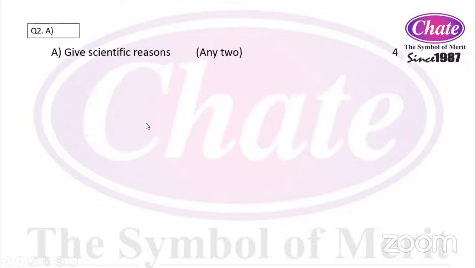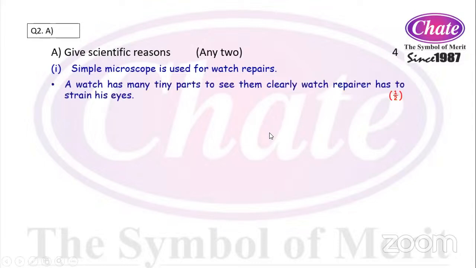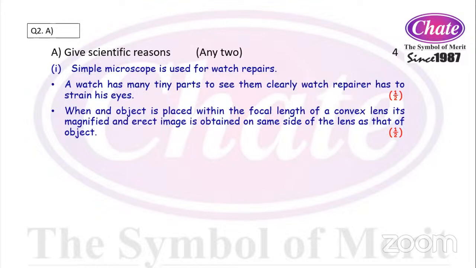Give scientific reason. The board will ask three scientific reasons, out of which you have to write any two. So the first was, simple microscope is used for watch repairs. Now we are going to see the answer point-wise. First point, you can see that a watch has many tiny parts. To see them clearly, the watch repairer has to strain his eyes. As the parts are tiny, it will create a strain on the eyes.